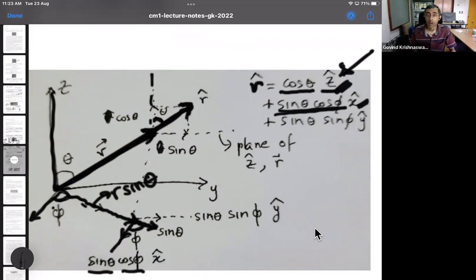Okay. And we similarly have the Y component. That is, you take this vector which has length sine theta and project it onto the Y axis. The angle there is of course the complement of phi. So you will get the sine of phi. So in this manner, I have derived these three components. Any question about those components? Please feel free to ask.